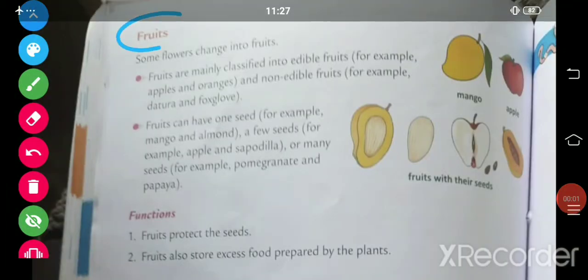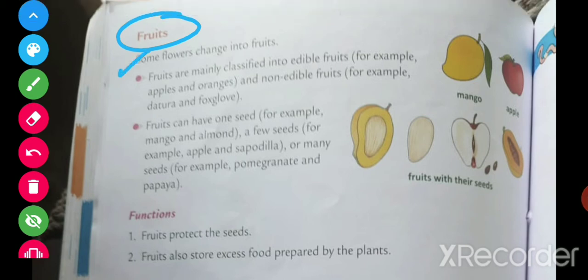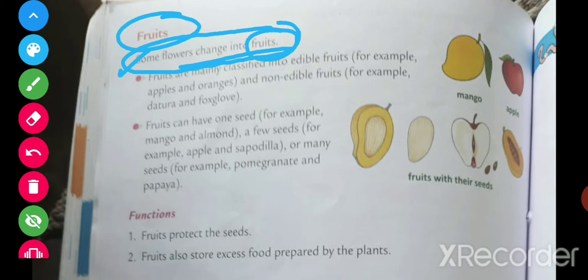Now we read about fruits. It's also a part of a plant. Some flowers change into fruits. All plants have flowers, but in some plants the flower changes into fruits, like mango and apple.